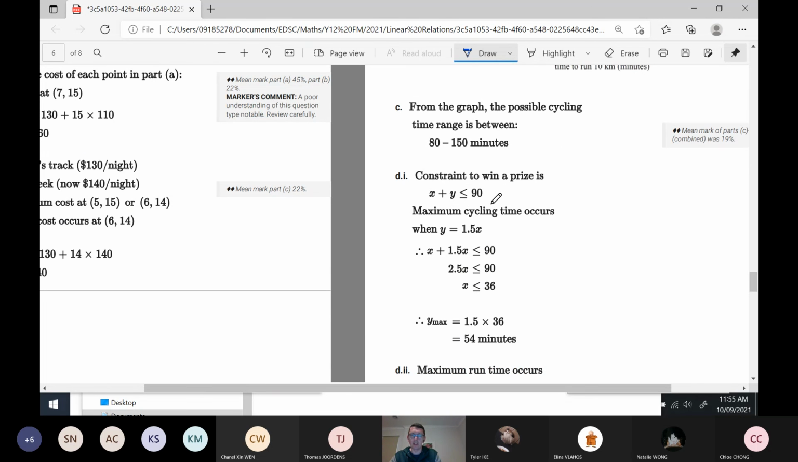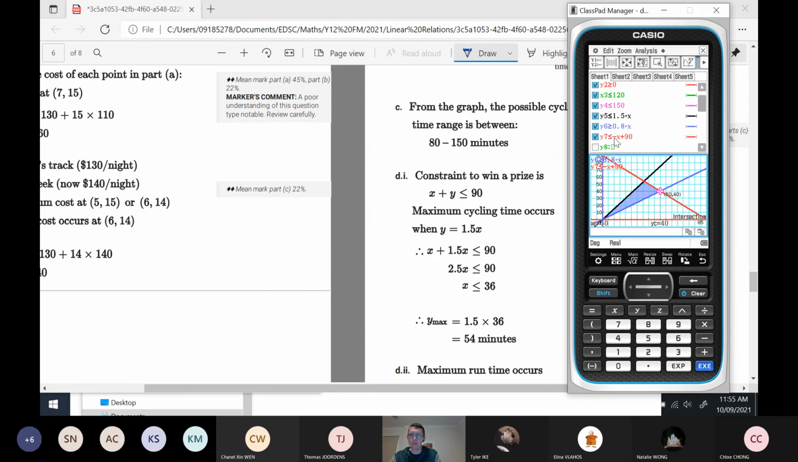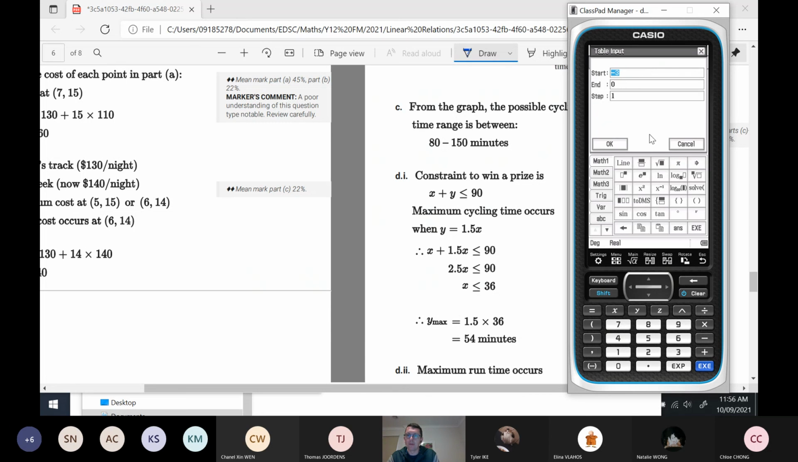Which is x plus y needs to be less than 90, which makes sense, which I've got y equals. Yep, which is the same graph. Maximum cycling occurs when y equals 1.5, which is that one. Why do I not have this? This should be 60, 40. Oh, it's 50, 40. I didn't read it right. It can't be 60, 40. So what I should do there, I did have it right.